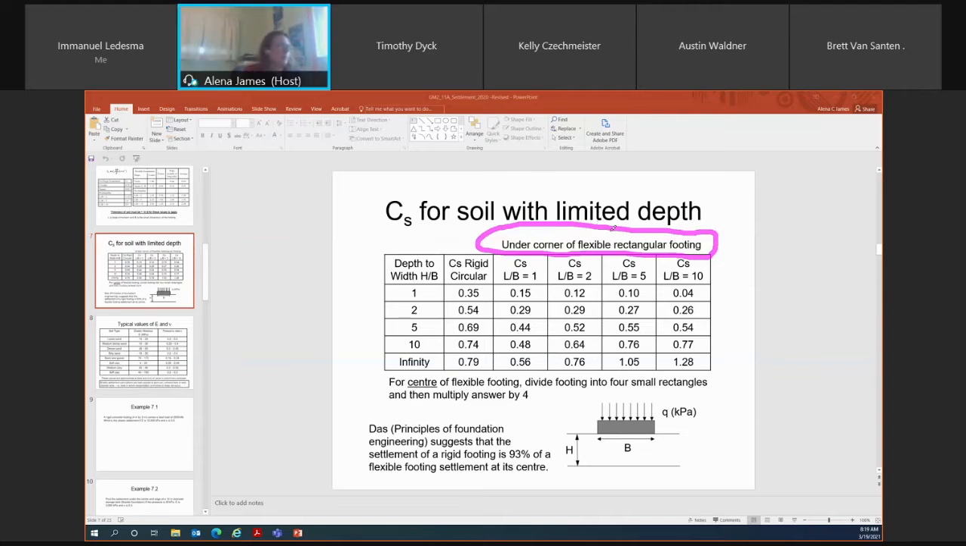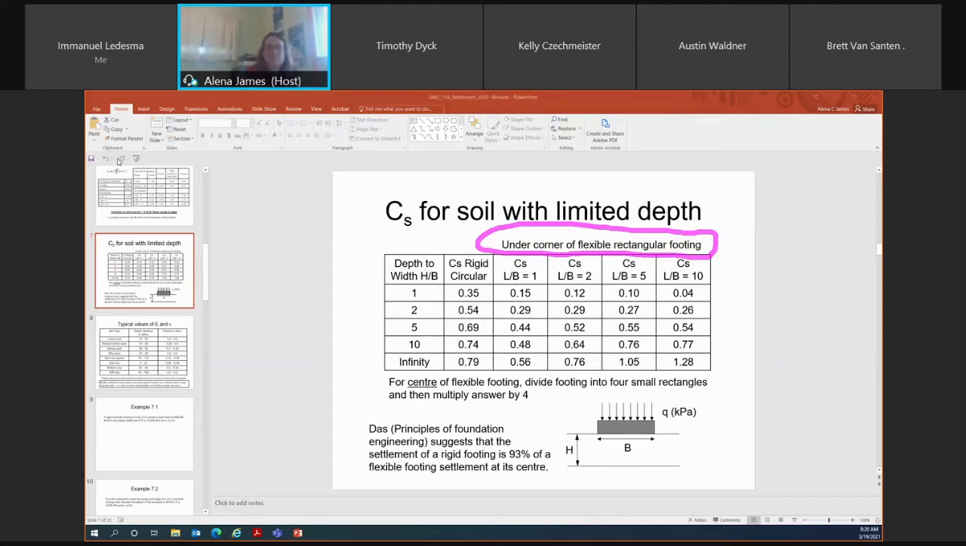So yes, this applies to a flexible rectangular footing. You have to know your H over B ratio and your L over B ratio. And then you would use the same methodology as we discussed yesterday to determine what your settlement would be under the center of a flexible footing. You would divide your rectangular or square footing into 4 equally sized smaller rectangles, and then multiply your elastic settlement value by 4. And I'll work through an example problem with this.